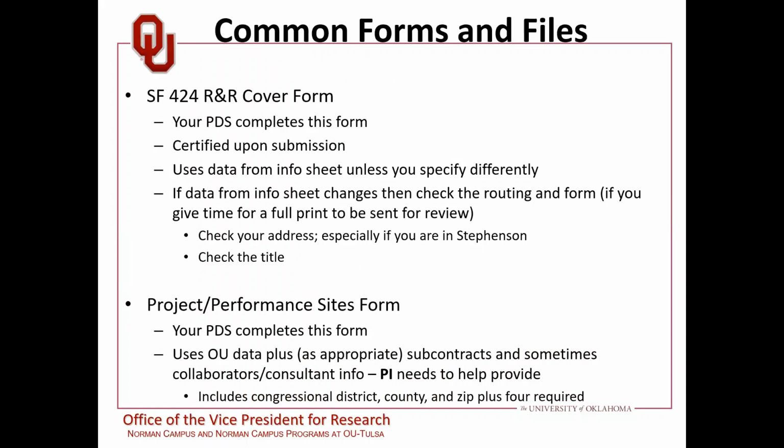One of the first forms that's pretty much on all NIH submissions is called the 424 cover form, or the 424 R&RA. Usually your PDS will complete this form for you. It has basic information like the university's DUNS and EIN and things like that. When the submission goes in, there's several certifications that are signed for. Someone from our office is the one who certifies those for you. The PDS usually fills that out based on information from the information sheet.